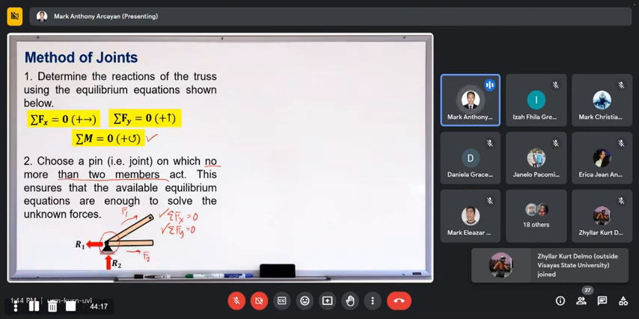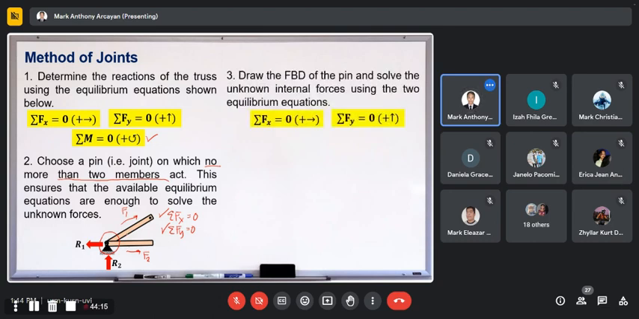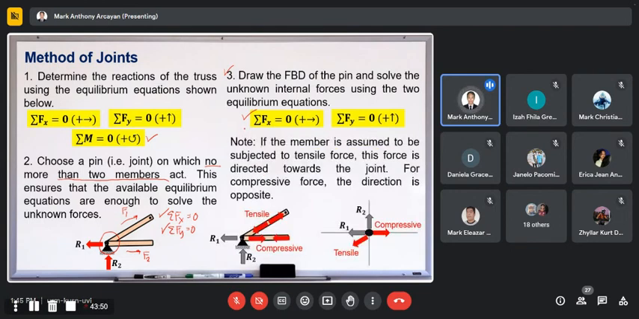So once ma-solve nimo, the next step is, sorry, murag ni-jump ko. So once you identify the pin, next is draw an FBD sa kanang pin and then solve the unknown internal forces. So we can only use two equilibrium equations. Kaya ang pin or ang joint ma-model man nato siya as a particle. So duha lang.